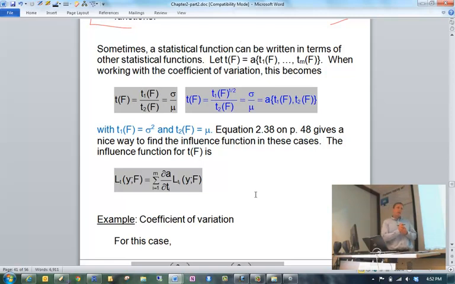Now, often you're given a situation where you can write your statistical function as a function of multiple statistical functions. So let T of F be a function of T1 of F, T2 of F, all the way down to Tm of F. So m different other statistical functions. We'll call this function A of these functions. For example, where this comes into play is with respect to the coefficient of variation.